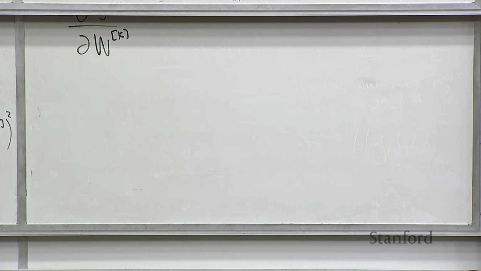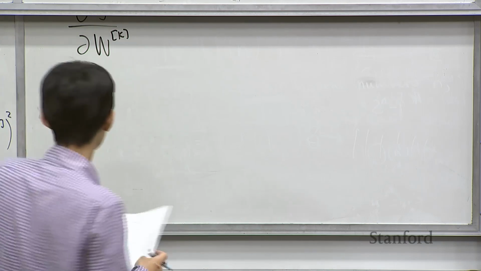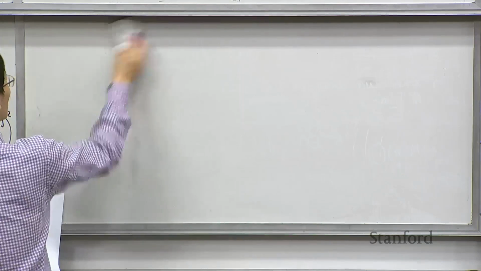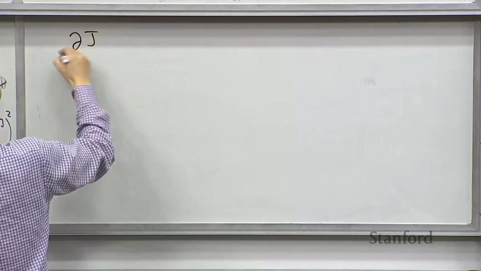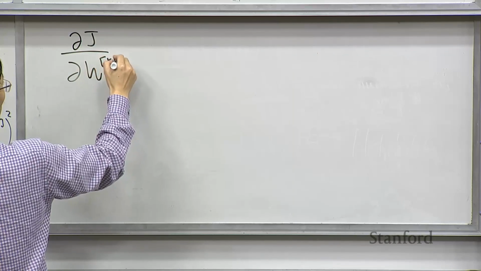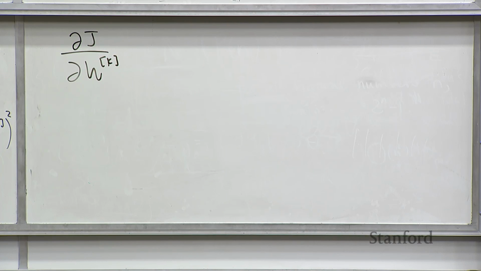Nothing different. This is the same thing as last time. I'm just recalling the notations. And I want to compute a derivative with respect to the kth matrix. So maybe let's say a derivative with respect to W2. Suppose K is 2. Then how do you do it?